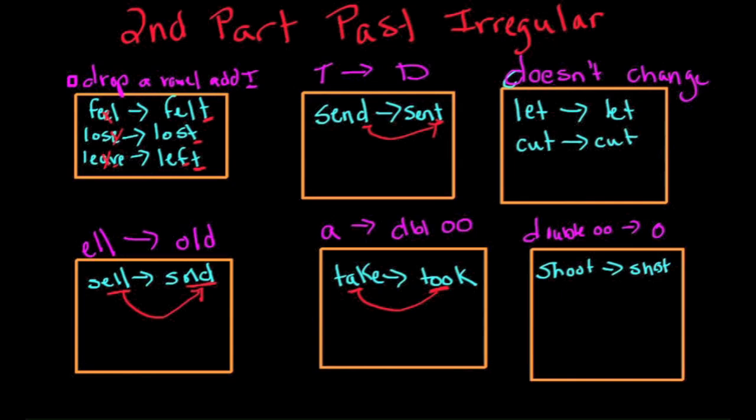Your homework is to add 3 verbs to each box. And remember, the point or the reason for this lesson is it's much easier to memorize 12 things than it is to memorize 180 things. So hopefully this will help you with your past irregular verbs.